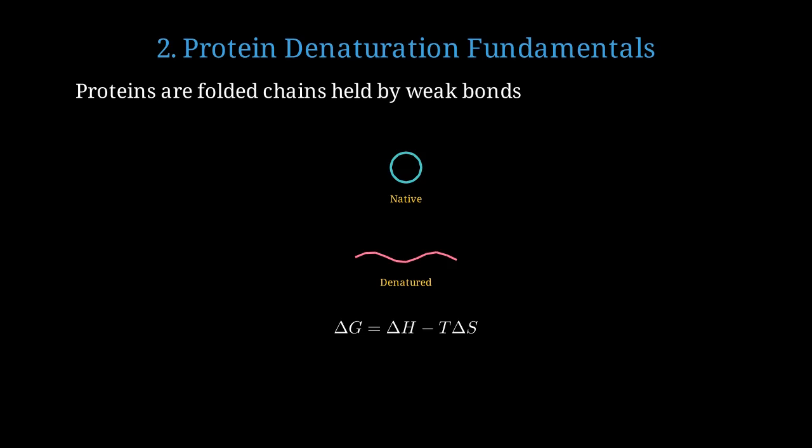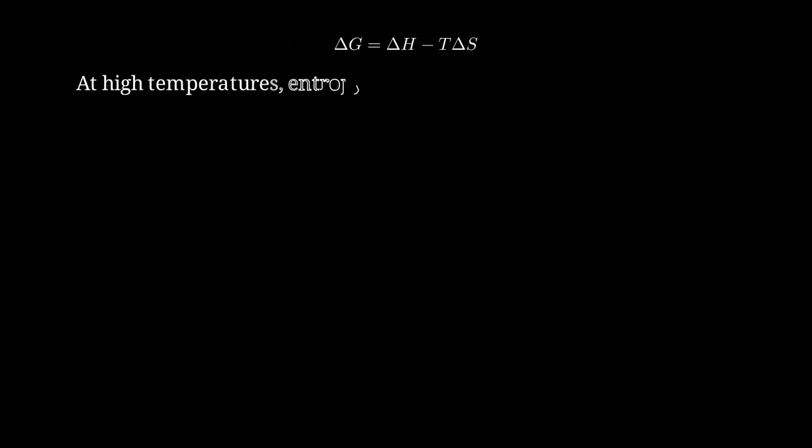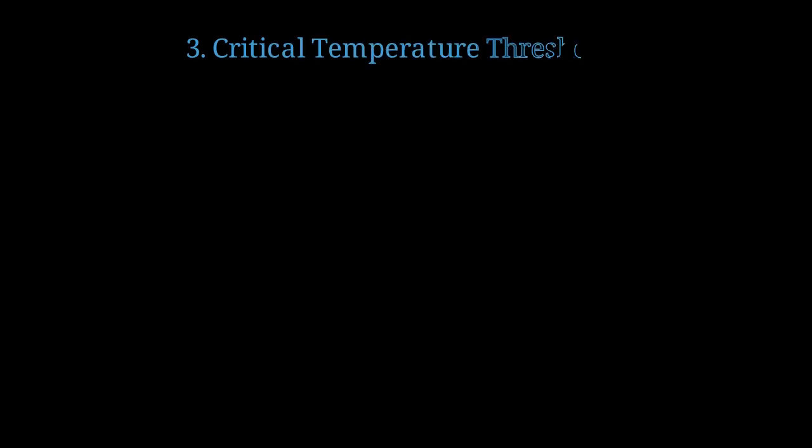The free energy change for denaturation is delta G equals delta H minus T delta S, where entropy plays a crucial role. At higher temperatures, the entropy term T delta S dominates, making the unfolded state thermodynamically favorable. Different proteins in eggs denature at specific, measurable temperatures.